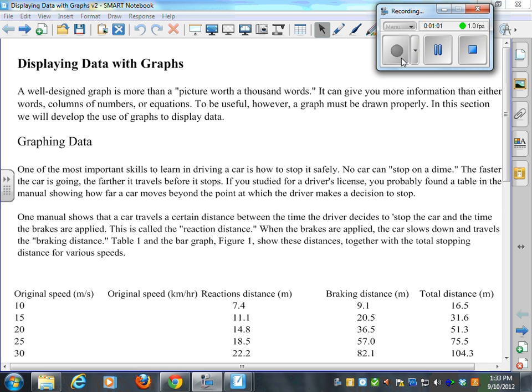So, graphing data. One of the most important skills to learn in driving cars is how to stop it safely. How many people have completed their driver's ed? Congratulations. Did they teach you anything about braking distance?